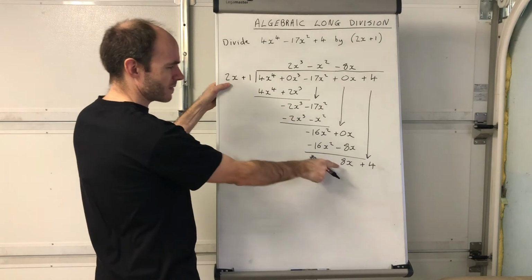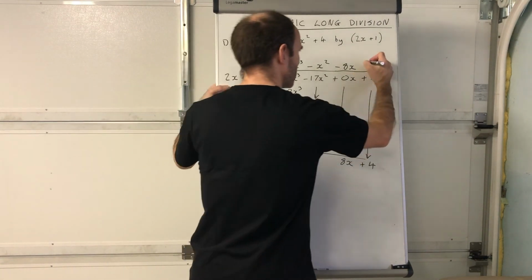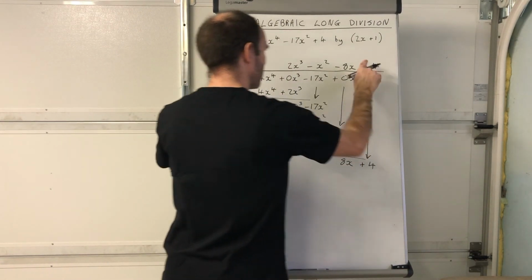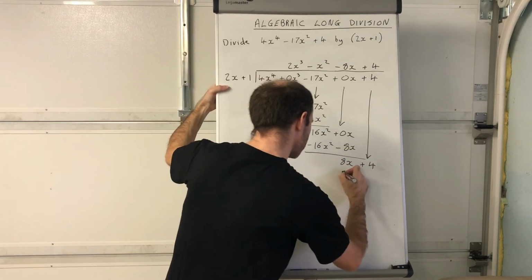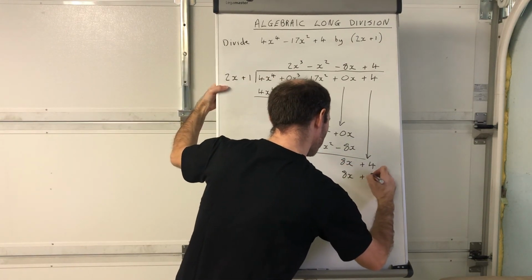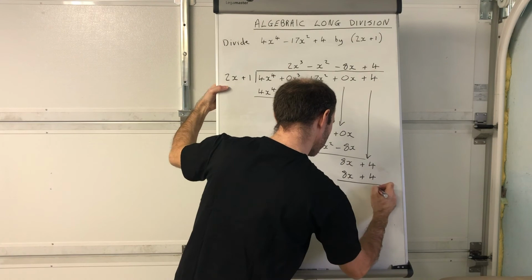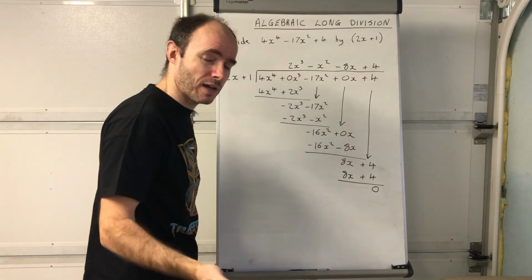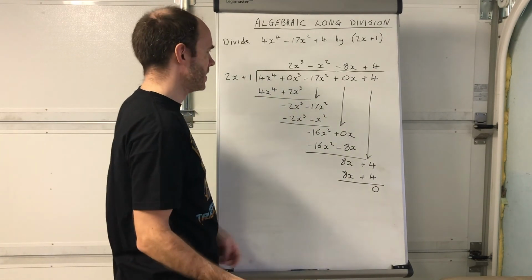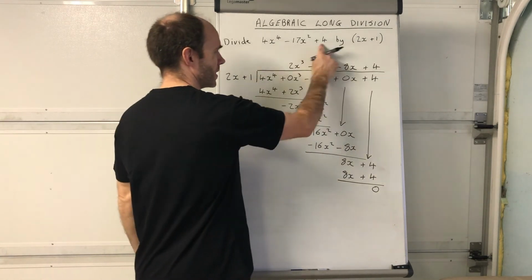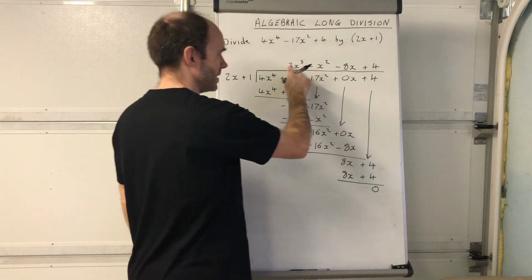2x times what gives you 8x? It's 4. So that's plus 4 there. And then 4 times this gives us 8x plus 4. And then find the difference between that, 0, which means we're done and there's no remainder. Okay. So our answer to what you get when you divide this by 2x plus 1 is that.